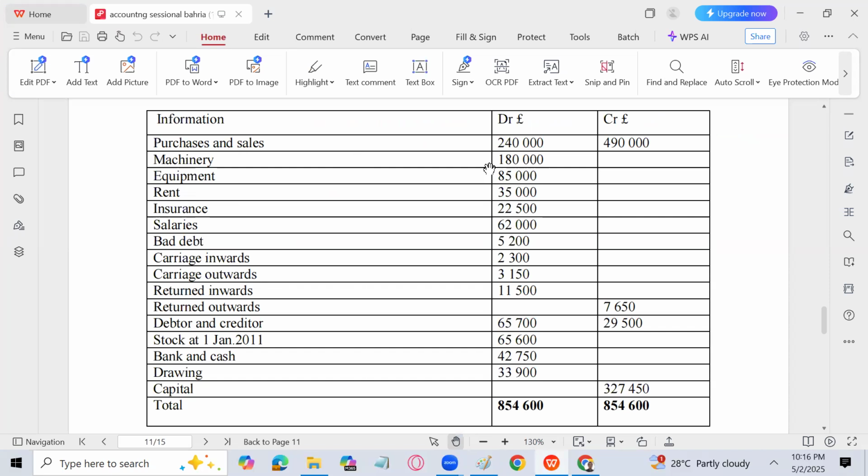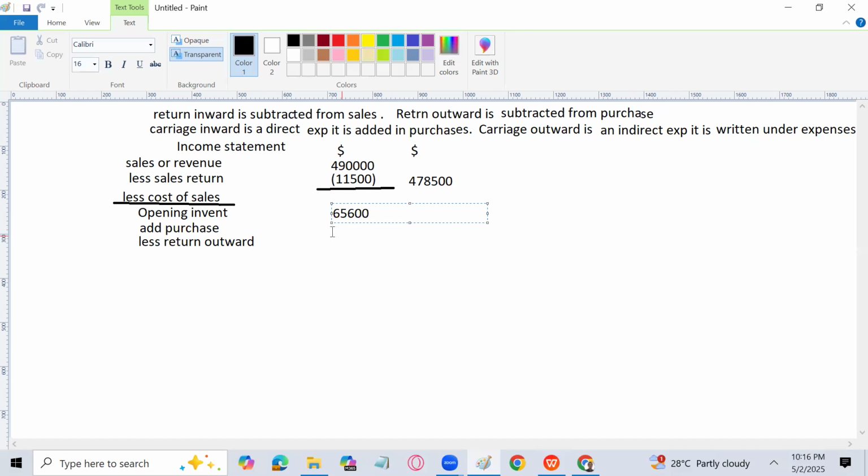Purchases are given here. That is 2,40,000. So I will write here purchases 2,40,000.